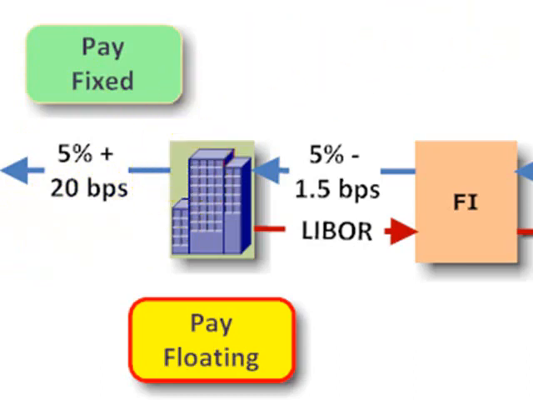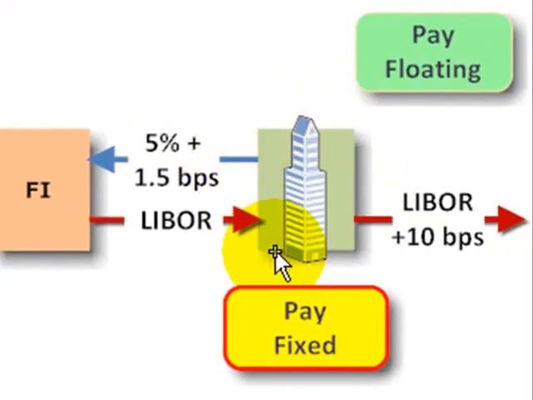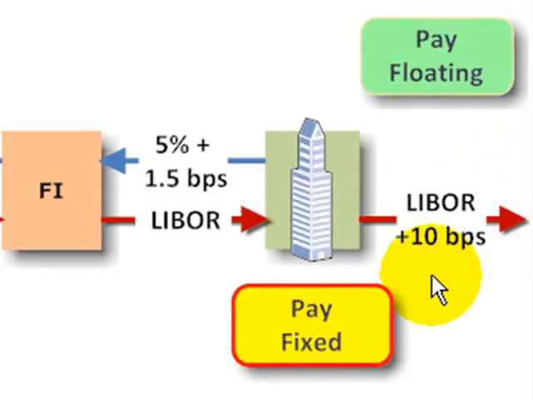Let's consider also company B that before the swap is paying on a floating rate obligation. So maybe they've borrowed money, and to pay interest on that money, they have to pay LIBOR plus 10 basis points. Before the swap, they are paying floating.